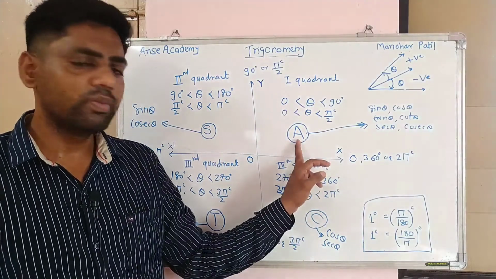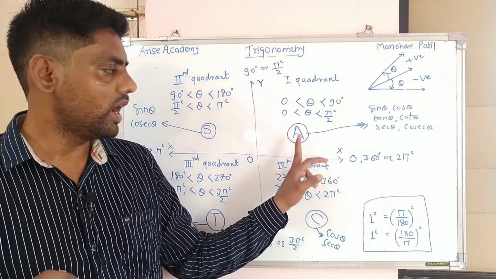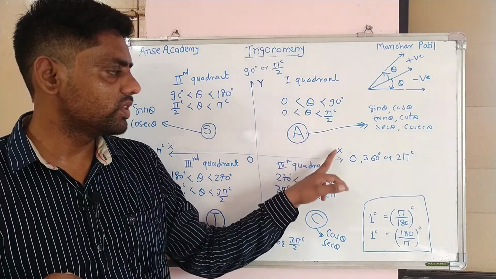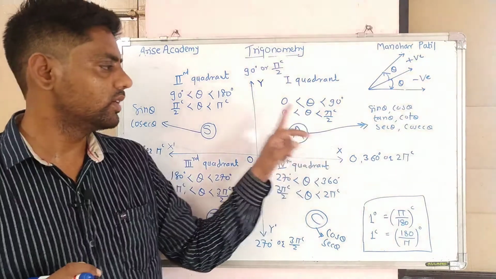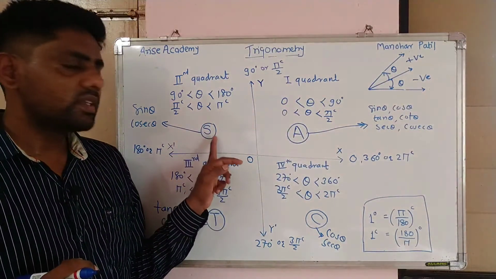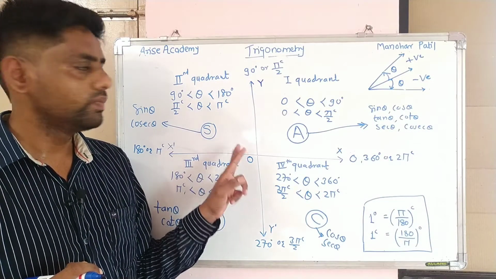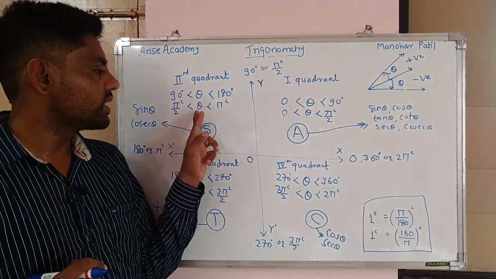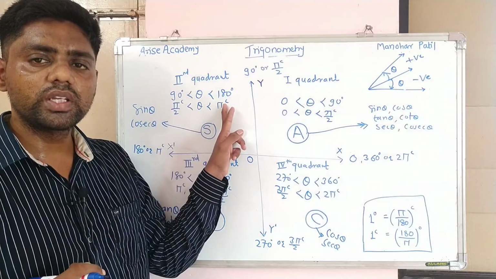So "All" means all ratios are positive in the first quadrant, and the first quadrant lies between 0 and 90 degrees. You can represent it like that, student. In the second quadrant, sine and cosec are positive, and theta is greater than 90 degrees and less than 180 degrees.